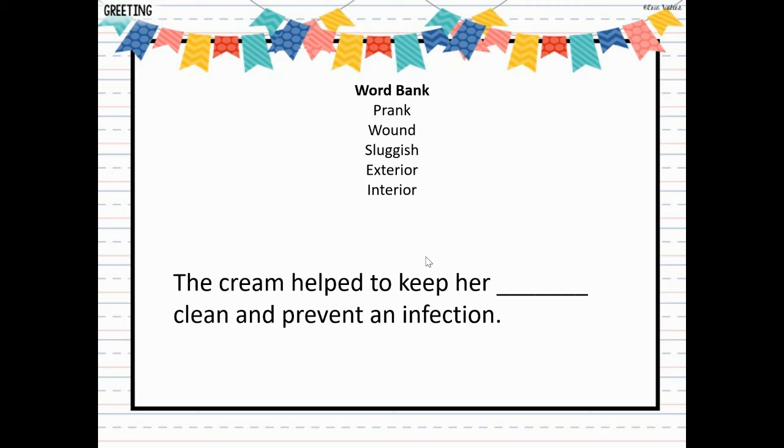All right, we're going to fill in the blanks. So we have the words prank, wound, sluggish, exterior, and interior. So prank was from last week, and the other 4 words are words from this week. Which word goes in the blank?